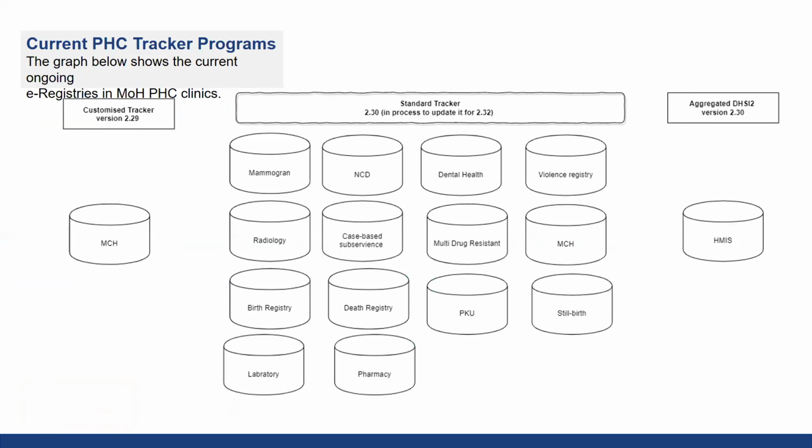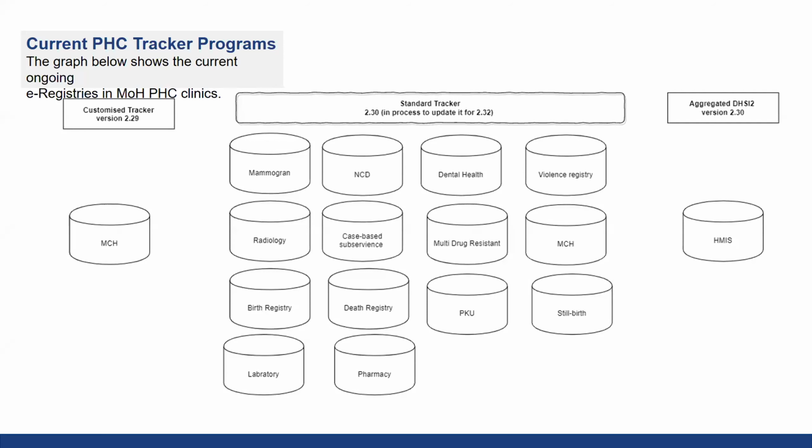So, in this slide, you can see the graph that shows the current ongoing e-registries and computerized programs in Ministry of Health primary healthcare clinics. On one side, we have the MCH e-registry, which is a customized tracker, version 2.29. At the end of the graph we have the HMIS, and in the middle you can see the standard tracker that has been built by the national team. All of them are in 2.30 and are in the process of being updated to 2.32. Unfortunately, we noticed that there is limited data exchange between the programs.